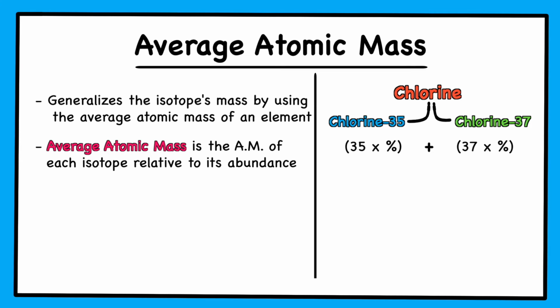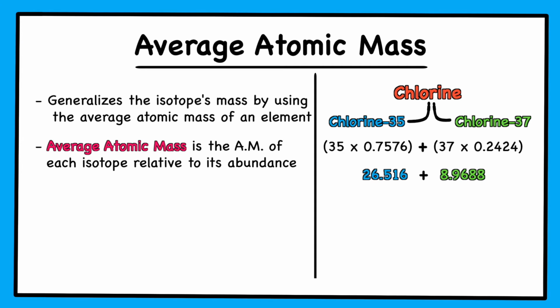So the percent abundance of chlorine-35 is 75.76%, and chlorine-37 has a relative abundance of 24.24%. We take the mass of our isotopes and multiply them by the percents. So 35 multiplied by 0.7576, which is 75.76% in decimal form. And then we would also take 37 times 0.2424, and we would get 26.516 for chlorine-35 and 8.9688 for chlorine-37.